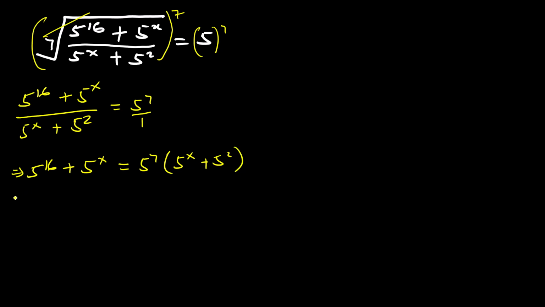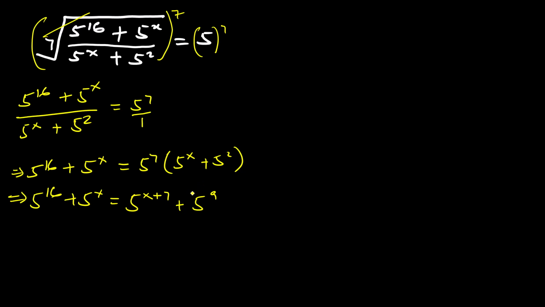Let me focus on the right-hand side since I have to multiply through. This one is the same as 5 raised to x times 5 raised to 7. We can use indices: when you multiply, you add the powers. So there's a multiplication, then times that, to be 5 to the power 9.